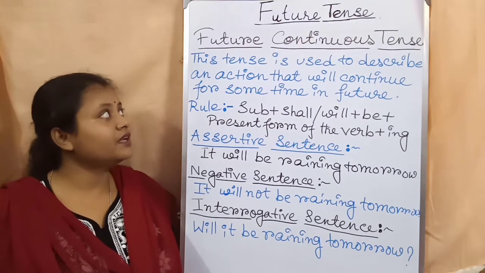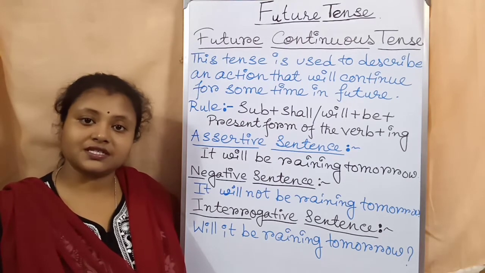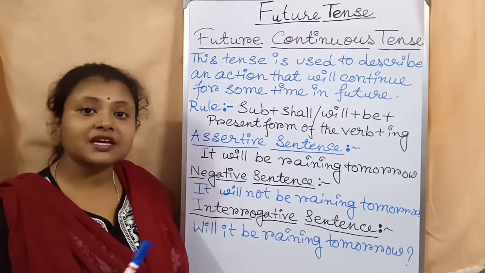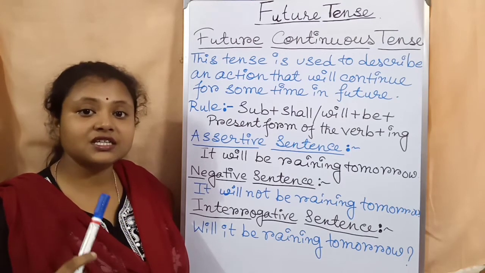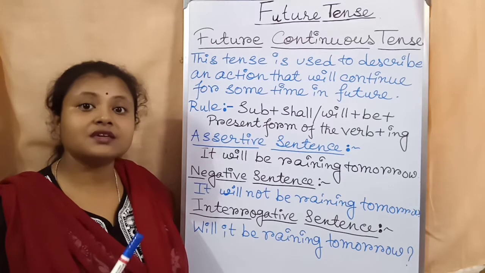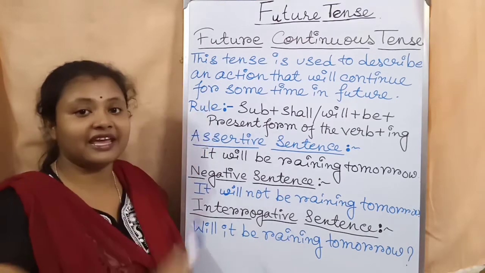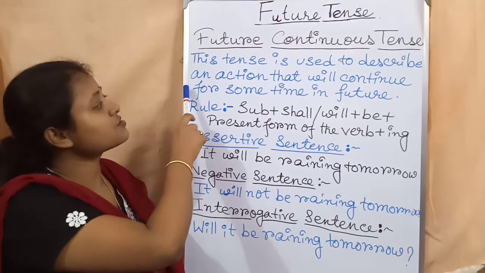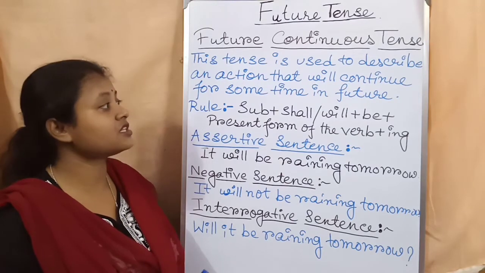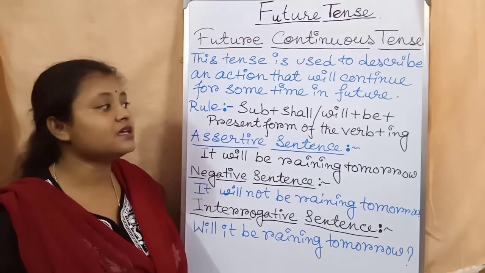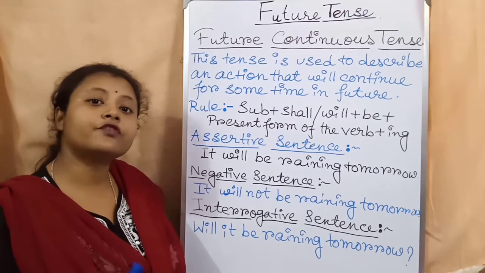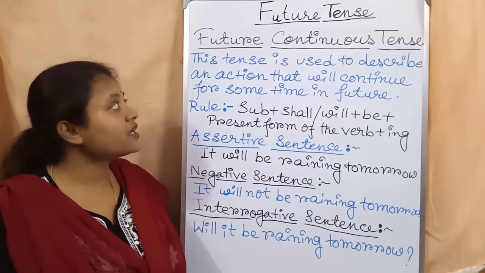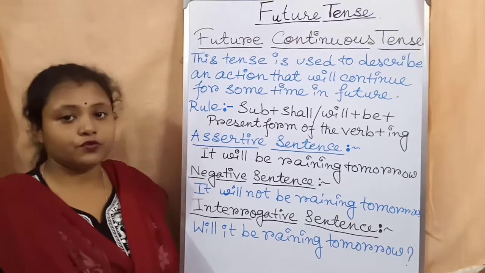Now today we will discuss future continuous tense. Okay. Now, what is future continuous tense? In the name itself, you can understand that the continuation of an action is implied. So future continuous tense is used to describe an ongoing action that will continue for some time in future, that will happen for some time in future. So in this case, we can use future continuous tense in sentences.